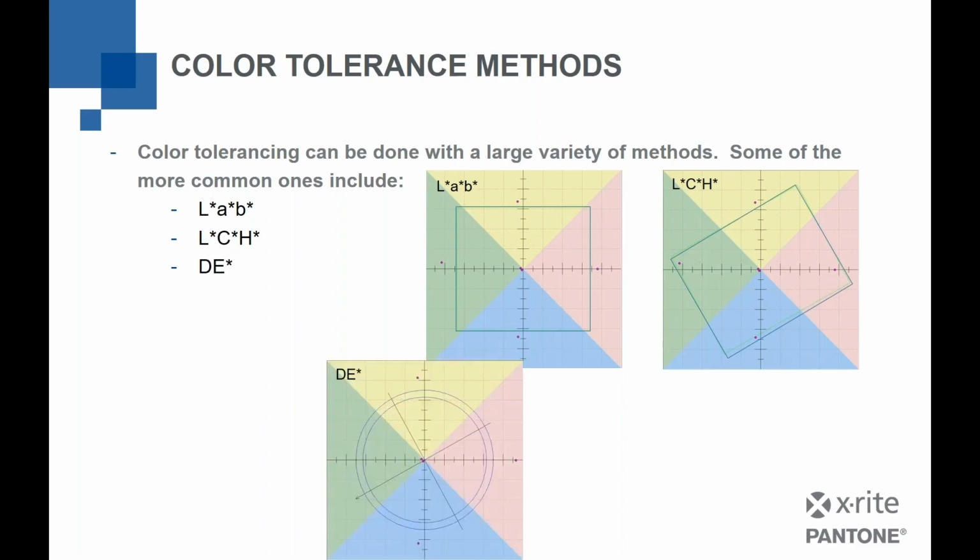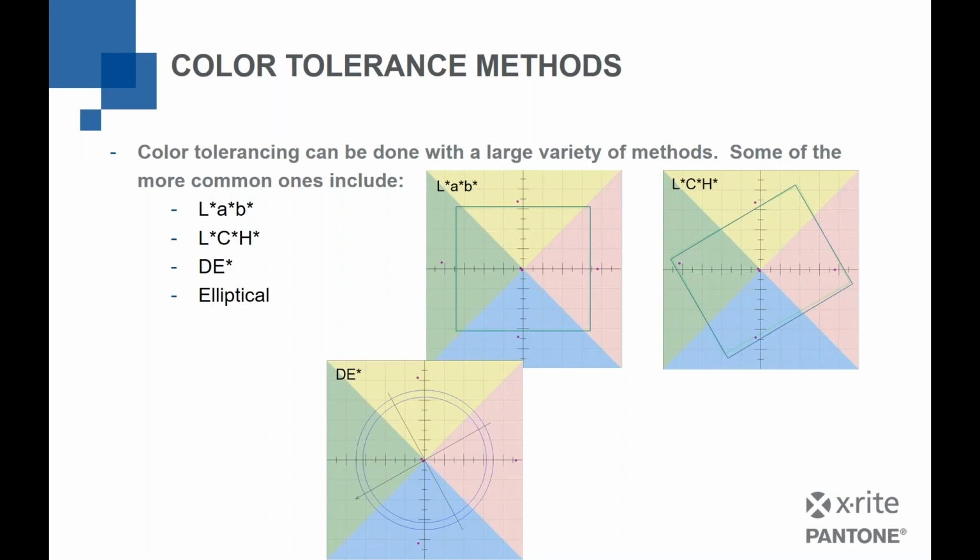Then there's delta E, going to a single number tolerance. And in delta E, we will always get a circle. It's a spherical kind of tolerance. Of course, all these tolerances are three-dimensional. We're looking at them in a two-dimensional fashion here.